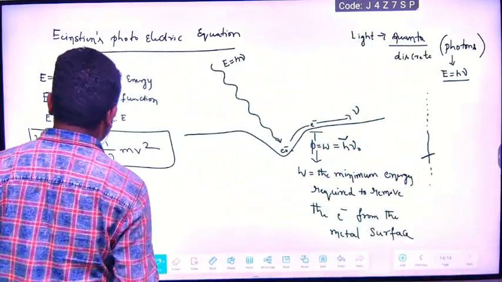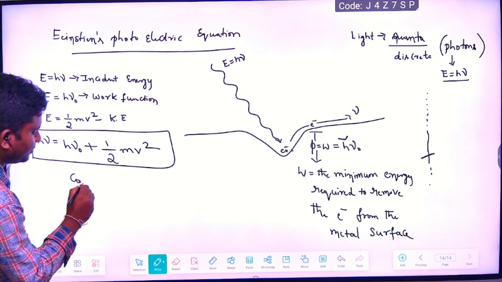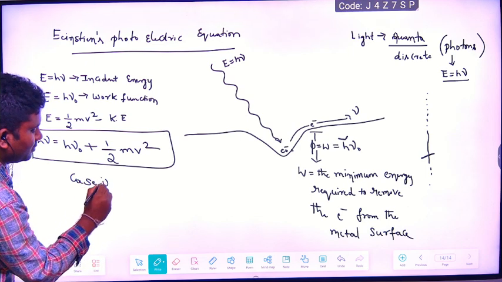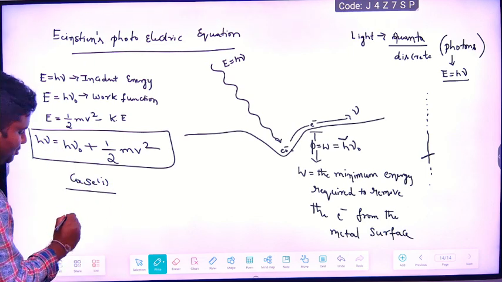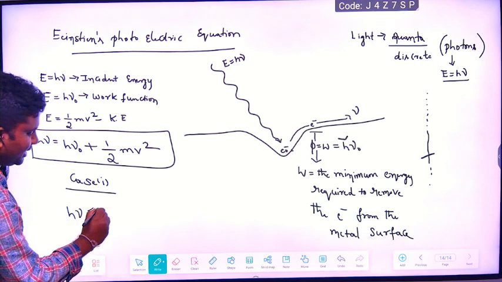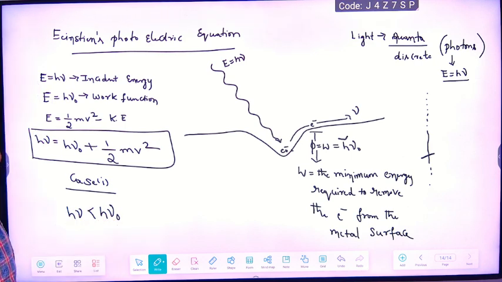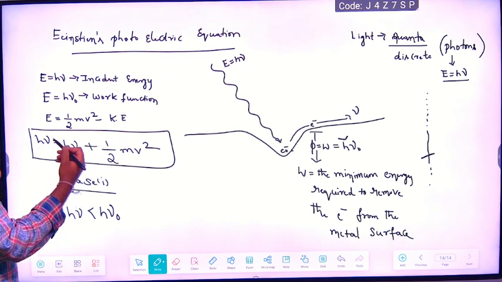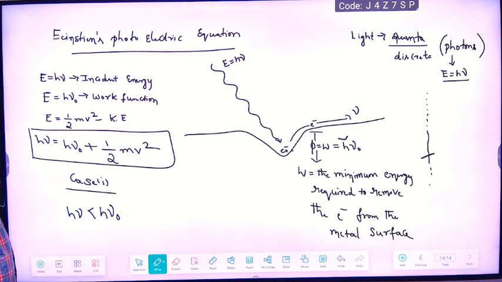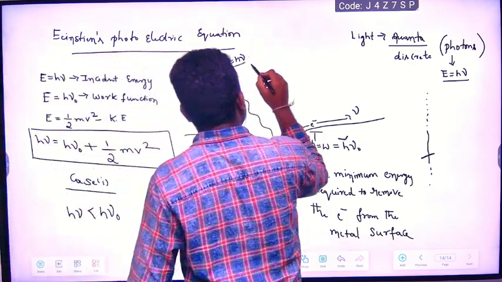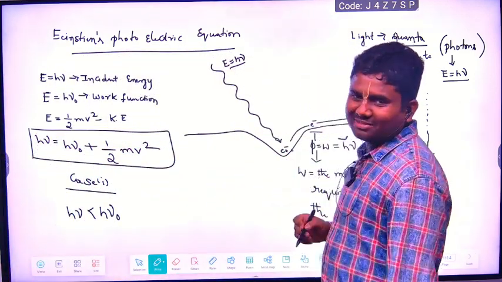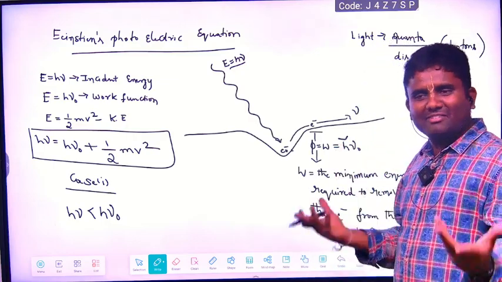So here you can write cases. Case 1. What is case 1? If h mu is less than h mu naught, if the incident energy is less than the work function, what will happen? Yes, photoelectric effect never takes place. If this is less than this one, this will be 0. The electron will not come out. Photoelectric effect will never take place.